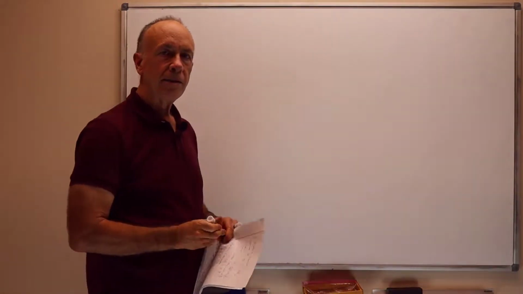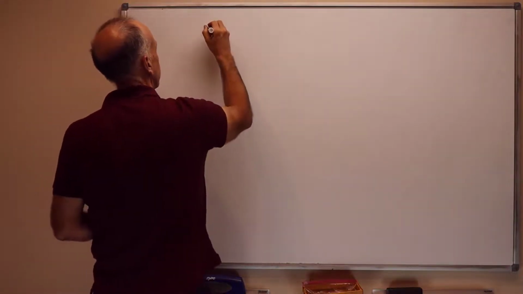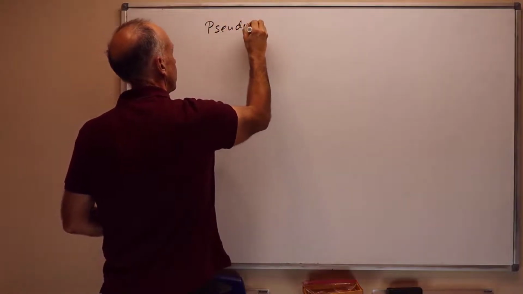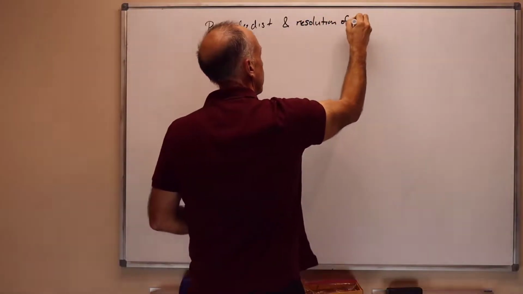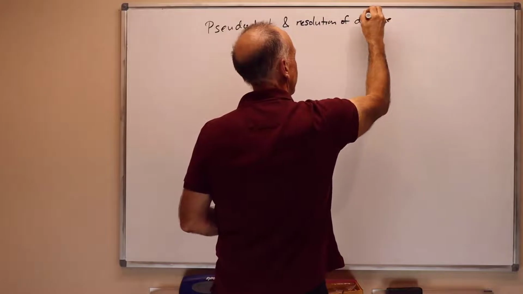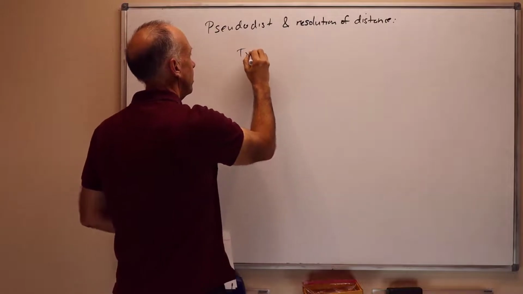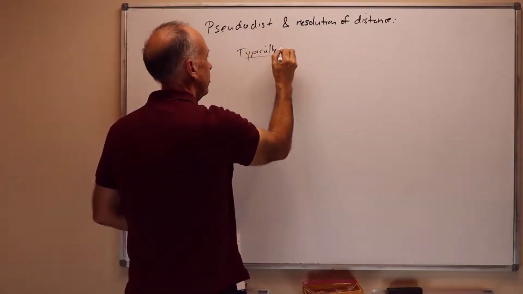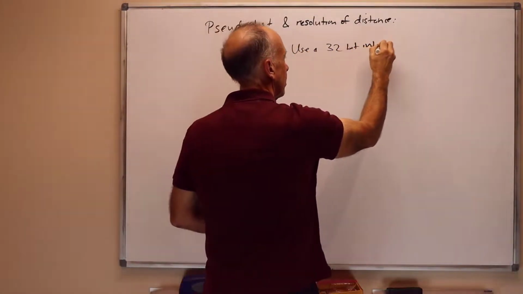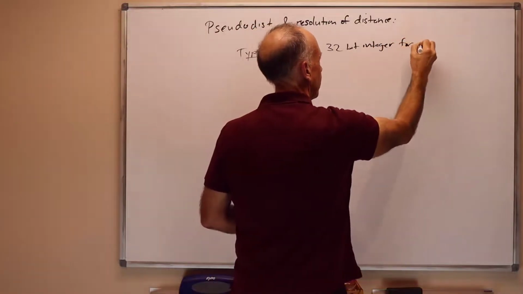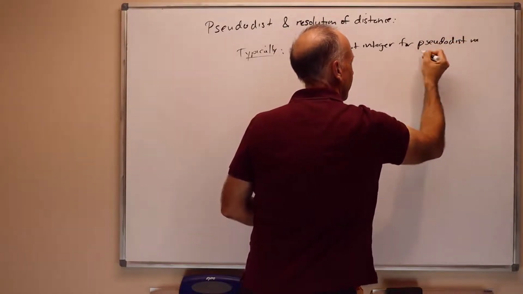So for one last comment, here is how the use of pseudodist affects the resolution of distance. What I mean by this is the level at which you can discern differences in distances. Typically we use a 32-bit integer for pseudodist values, or depth values.